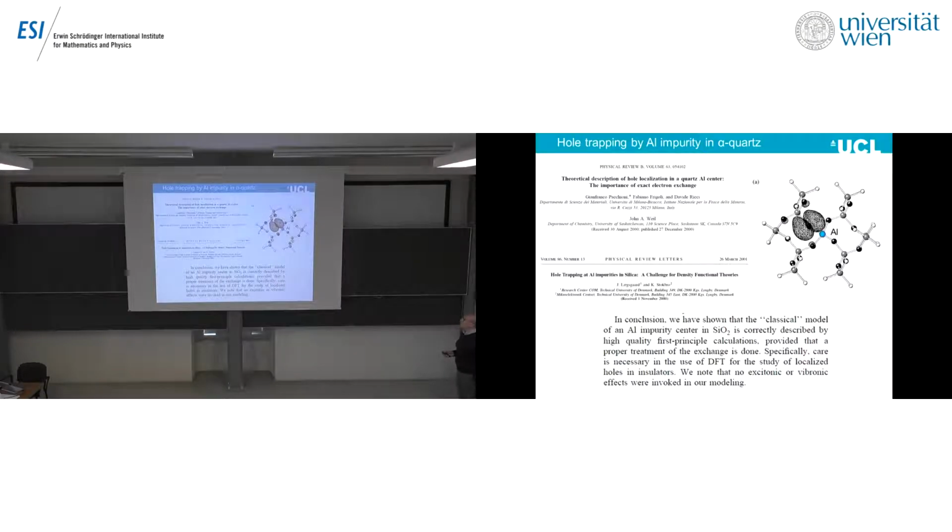which have been mentioned. At around 2000, people made cluster calculations using different functionals for the well-known hole center, the aluminum center in quartz. There were two papers, by Gianfranco and his group, and also by Kurt Stokbro, which basically concluded that if you use GGA, you cannot localize a hole, and so you need a better description of exchange to deal with that.